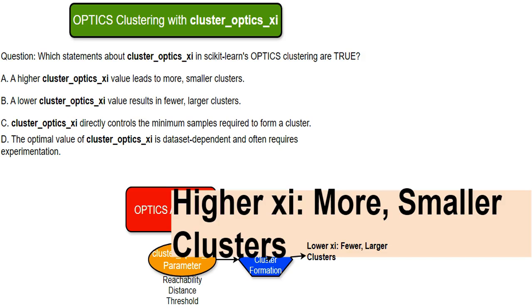The reachability distance threshold directly impacts how the optics algorithm forms clusters. It decides if points are considered reachable from each other and thus grouped. A crucial component in forming final clusters.